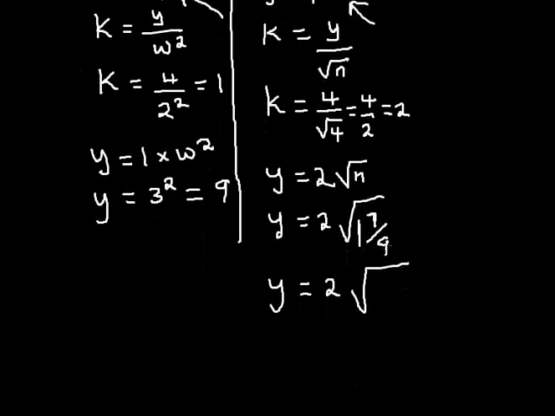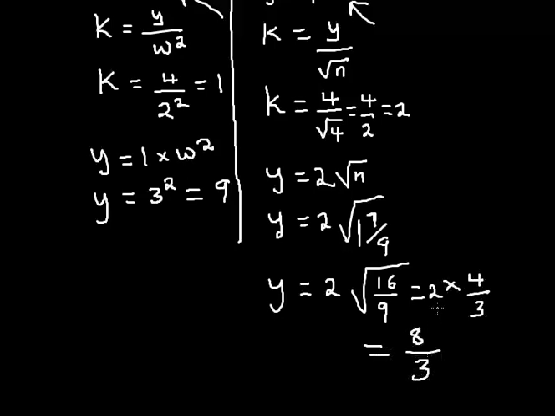9 times 1 is 9 plus 7. That gives me 16. So I have 16 all over 9. That's going to be equal to 2 times the square root of 16, which is 4, and the square root of 9 is 3. So I'm having 8 all over 3, since 2 times 4 is 8. And this should give me 2 whole number 2 all over 3.